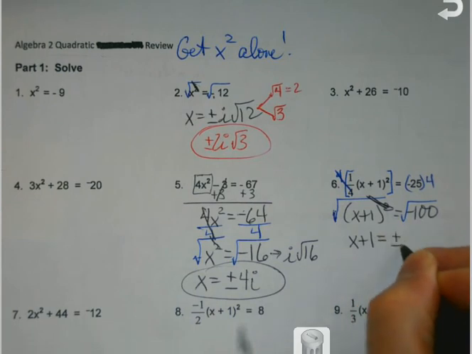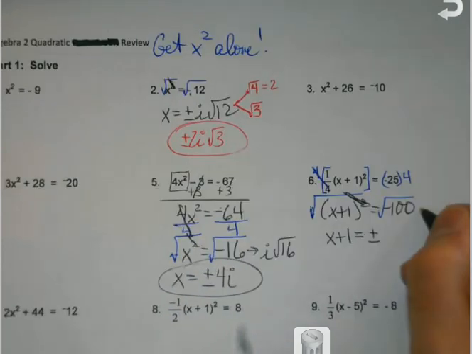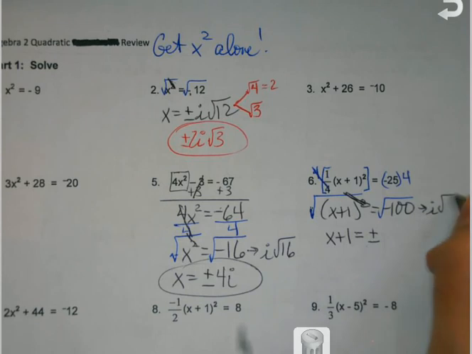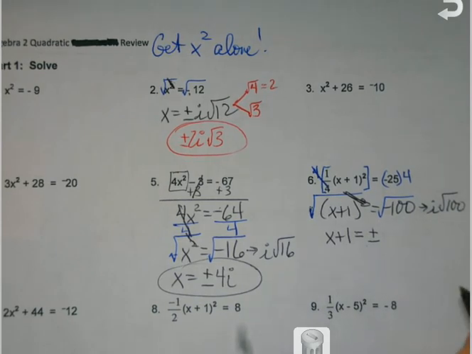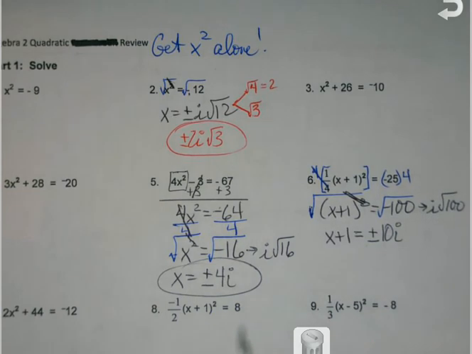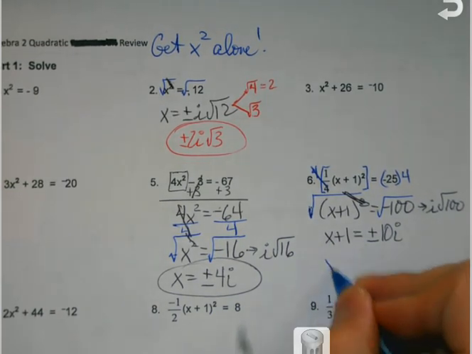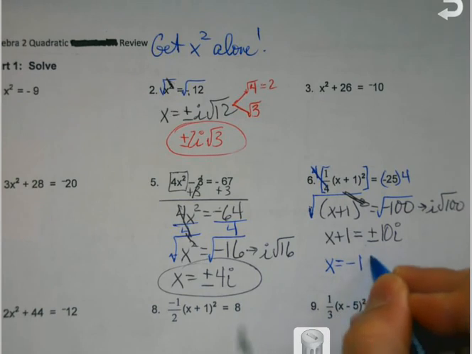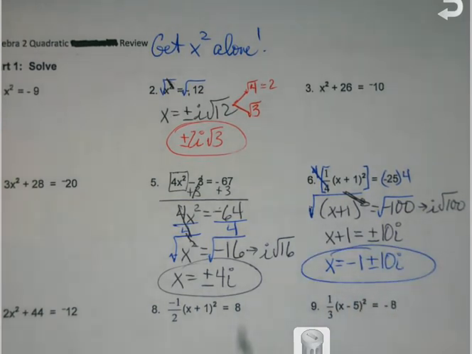Plus or minus. Remember, there's a negative. Pull the i out. Square root of 100 is 10, 10i. And then get the x alone, so minus the 1 over. And I'm a happy camper.